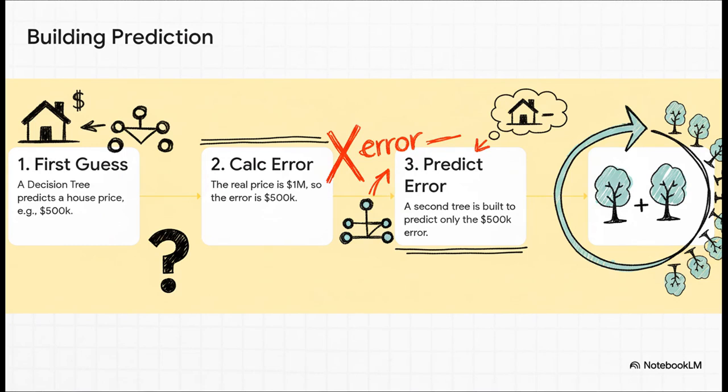You see, in XGBoost, the team members are something called decision trees. You can just think of them as simple little flowcharts that make predictions. So the first tree makes a guess. Let's say it predicts a house price is $500,000, but the actual price is $1 million. Whoops! That's a huge error of $500,000. So what does XGBoost do? It builds a second tree, but this second tree's only job is to predict that $500,000 error. The final prediction then becomes the guess from tree 1 plus the correction from tree 2. And it just keeps doing this over and over again, sometimes hundreds or even thousands of times.